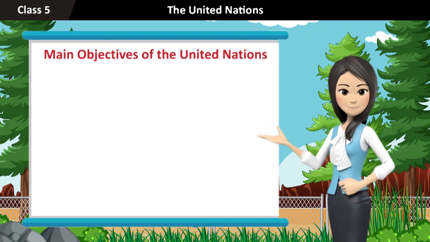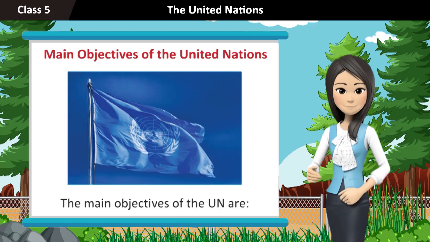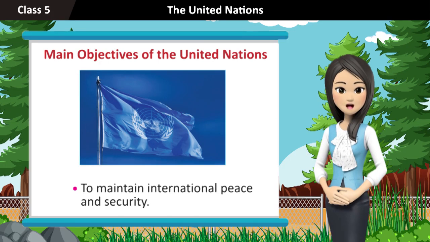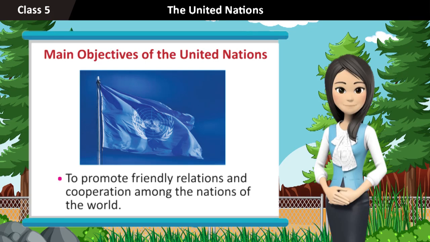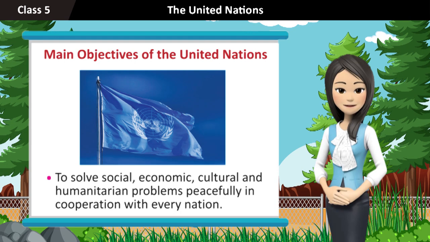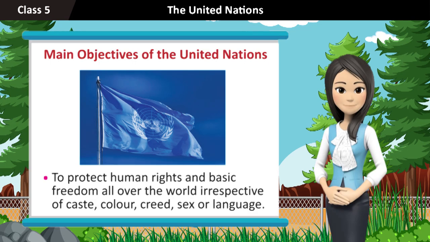Main objectives of the United Nations. The main objectives of the UN are to maintain international peace and security, to promote friendly relations and cooperation among the nations of the world, to solve social, economic, cultural, and humanitarian problems peacefully in cooperation with every nation, to protect human rights and basic freedom all over the world, irrespective of caste, color, creed, sex, or language.